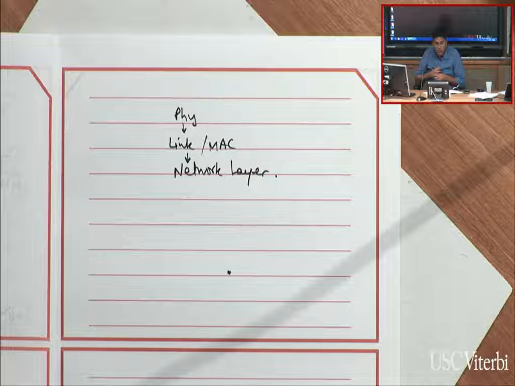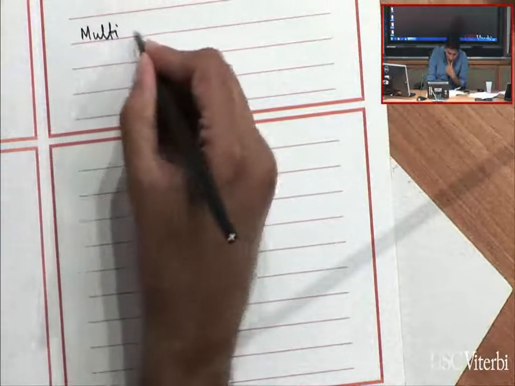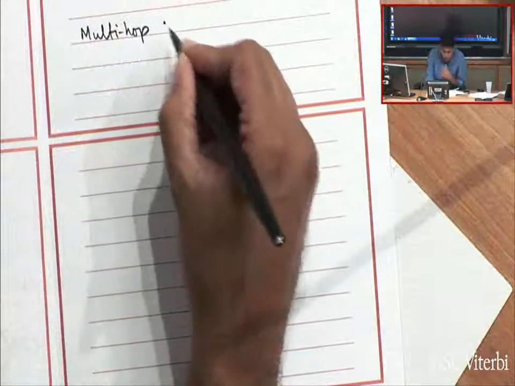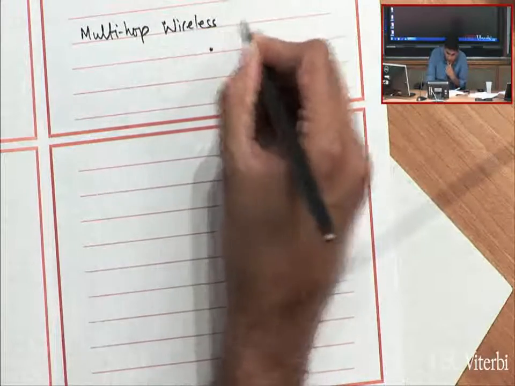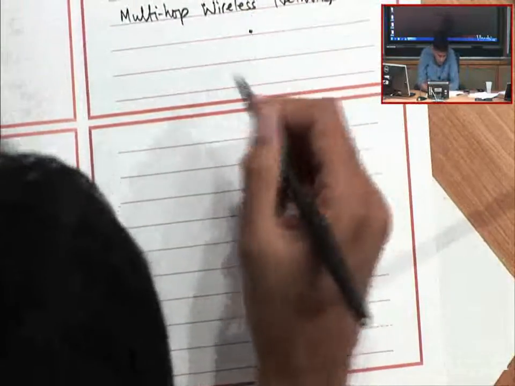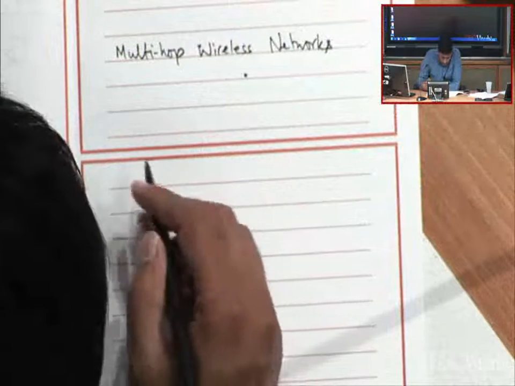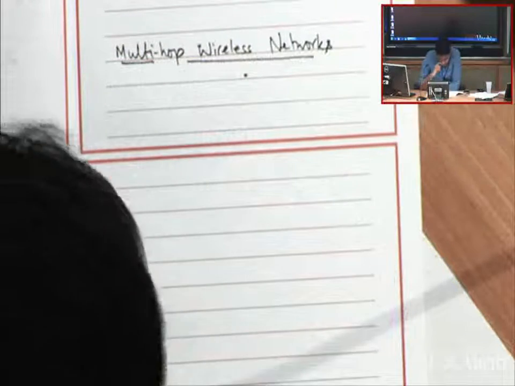And although they've been topics of research since the 90s, it's really, I think, the last few years that people have developed real products that use some of these ideas that we're describing now. Okay, and they haven't quite hit mainstream in many ways. So really what we want to think about are examples of multi-hop wireless networks. I want to basically touch on a few examples of multi-hop wireless networks.